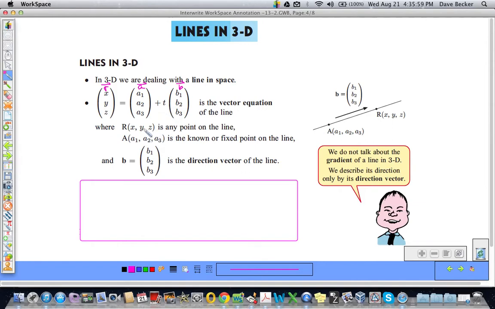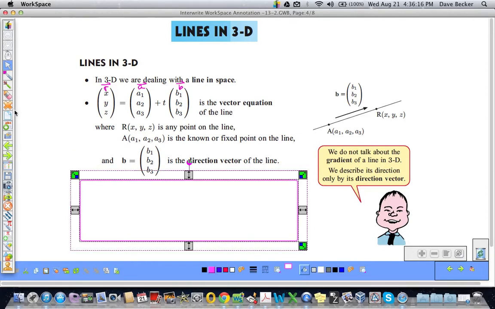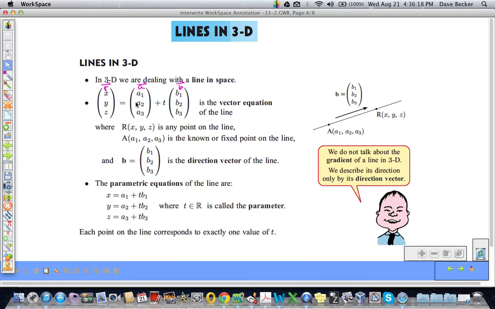Okay, and that's all that this says right here. In 3 space, we do not talk about the gradient or the slope of a line. We just describe its direction. We couldn't talk about the gradient. It's not possible. Okay, and so the parametric equations of this guy, let me get rid of the r, a, and b there.